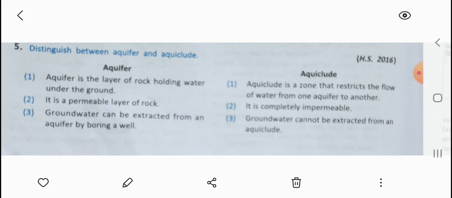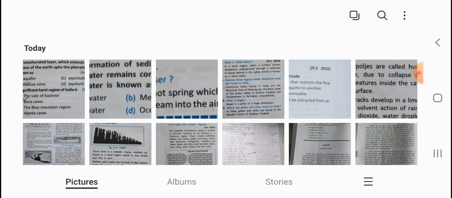Aquifer is the layer of rocks holding water under the ground, whereas aquiclude is a zone that restricts the flow of water from one aquifer to another. Secondly, aquifer is a permeable layer of rocks, whereas aquiclude is completely impermeable. Thirdly, groundwater can be extracted from an aquifer by boring a well, whereas groundwater cannot be extracted from an aquiclude.